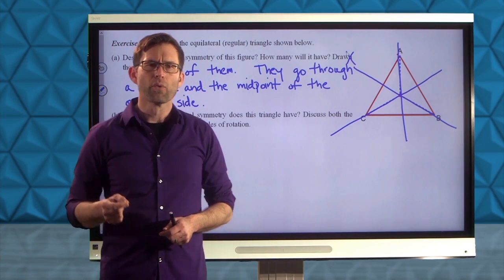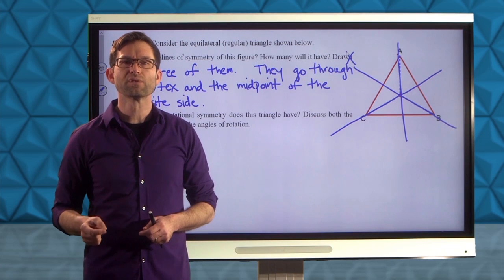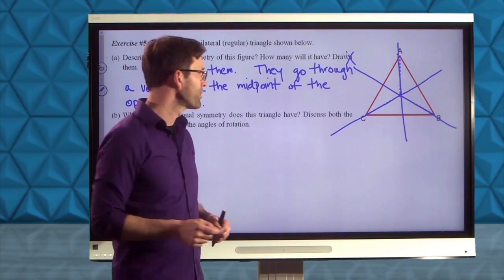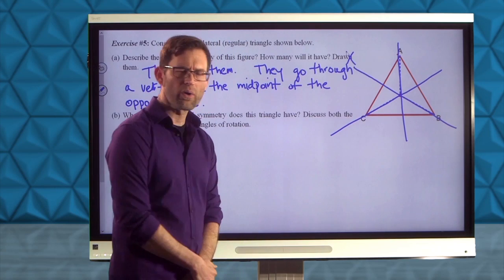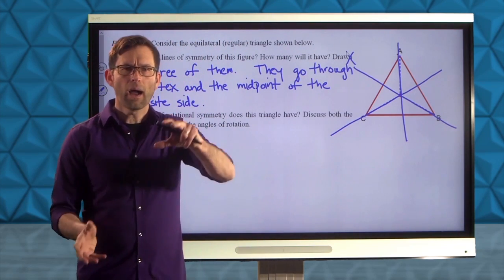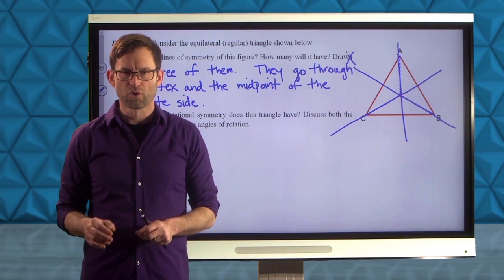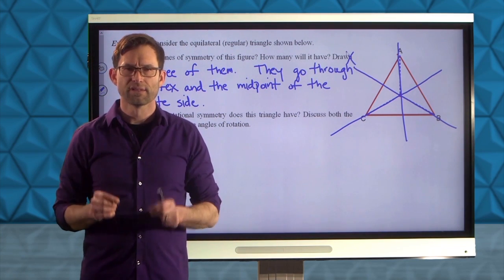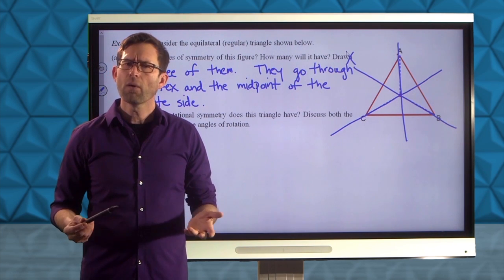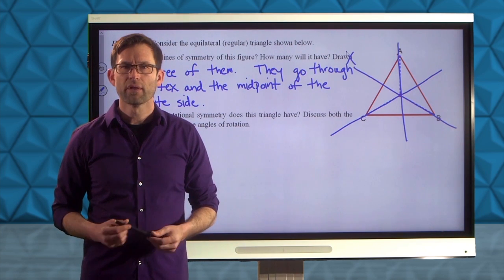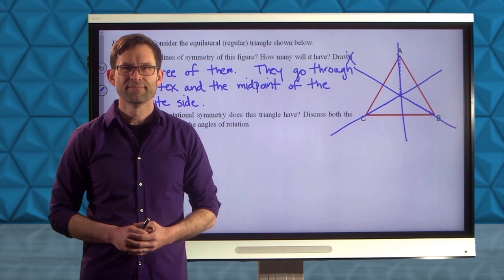But now let's talk about the rotational symmetry, because that's almost the more interesting thing in this problem. Letter B. What kind of rotational symmetry does this triangle have? Discuss both the center of rotation and the angles of rotation. All right, so I want to rotate this equilateral triangle so that it lands on itself. What point should I rotate it around? And what are the angles I should rotate it around? Think about that for a moment.